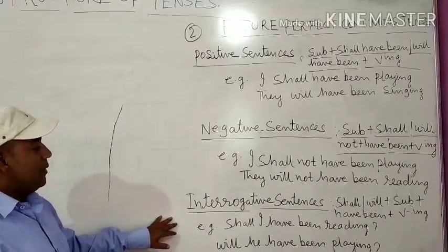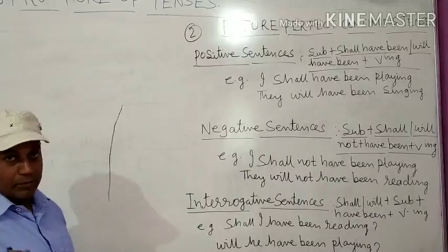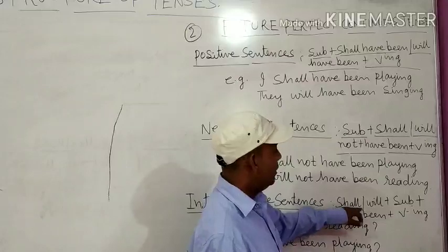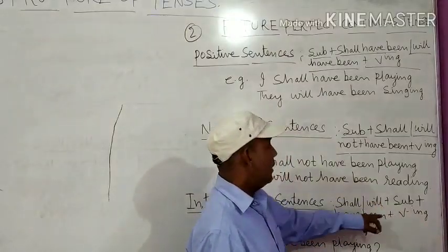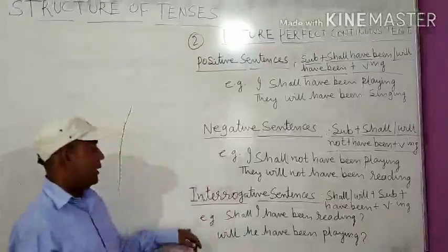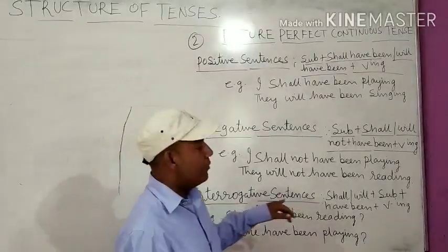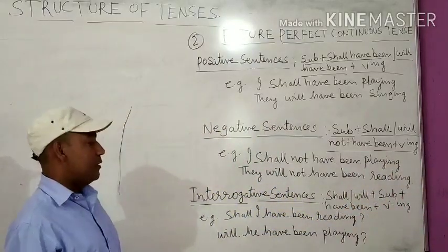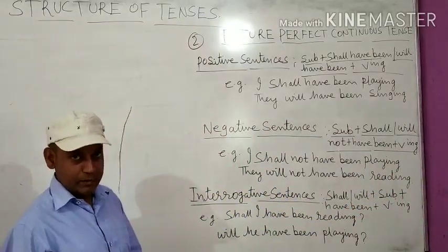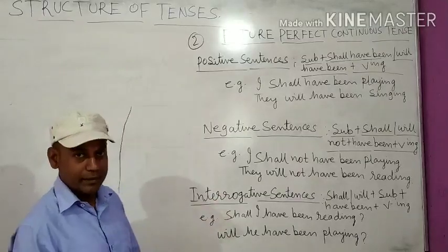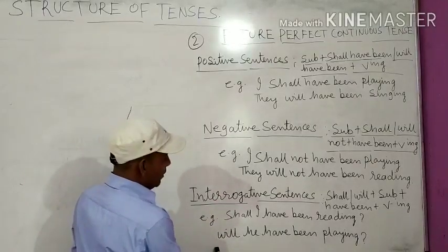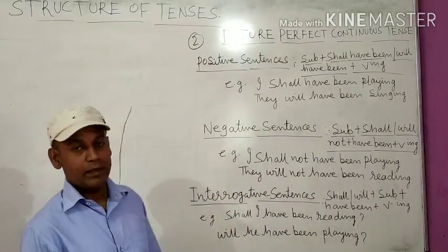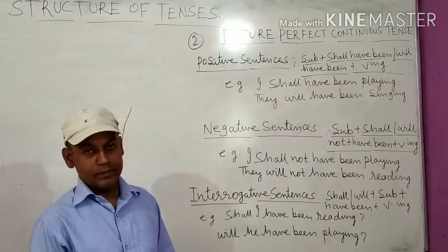Okay. Now similarly, if we get interrogative sentences, which will be followed by a question mark, the structure is: we will say either shall or will. We will take the subject, have been, and the ing form of the verb. And the example is shall I have been reading, because it is talking about a sentence in the future, and that is also an interrogative sentence, so it will have a question mark at the end. And if the subject is plural, we will say we have been playing, because we are asking a question and it is an interrogative sentence.